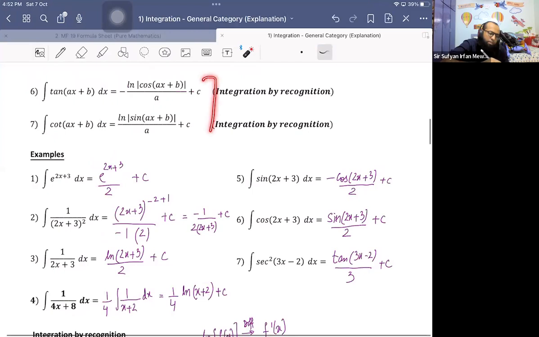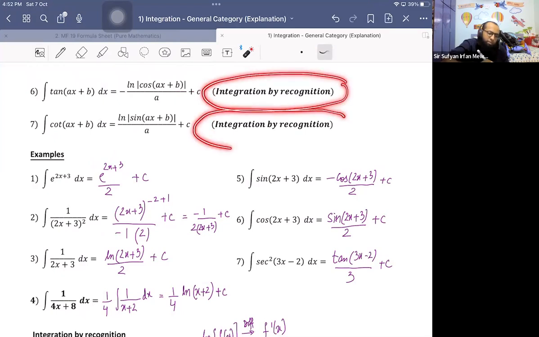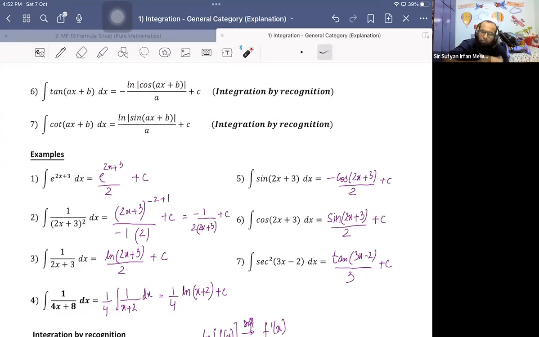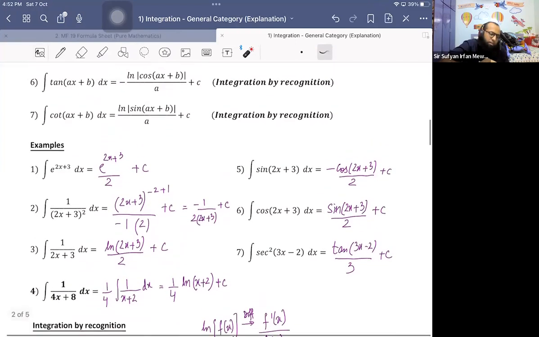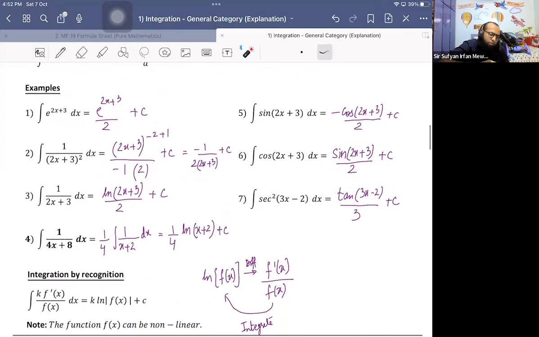So this is commonly tested. At times a question comes on this, but I have written this as a rule over here, and I've also written that these are to be covered using integration by recognition. So we are going to look back at it once we have understood integration by recognition. What is integration by recognition? We are going to look at it right now. Ignore them for now, and we are going to come back to it later.